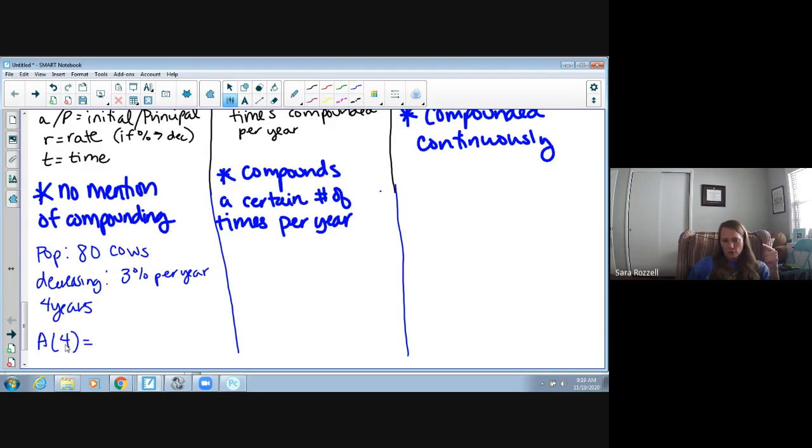So our final, we're doing 4 years. Our initial value was 80. We'll have 1. We always have a 1 right there. Is this a plus or a minus? It's a minus because it's decreasing. And 3% is 0.03. Remember, you have to move your decimal 2 places. And that's going to be raised to the 4.